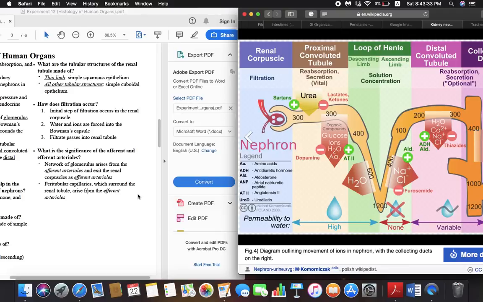Another thing we need to know about the efferent arterioles is that the peritubular capillaries, which surround the renal tubules, are found everywhere around the tubule. So this part here is all surrounded by peritubular capillaries. They arise from efferent arterioles, which go away from.